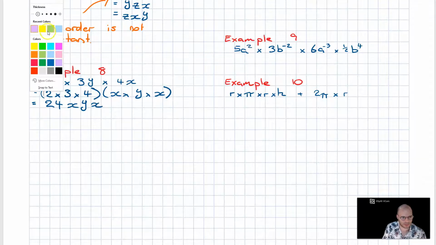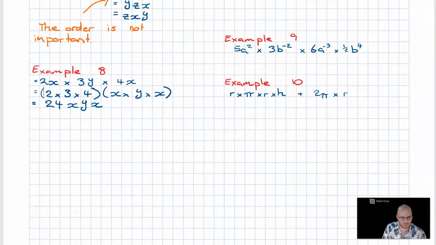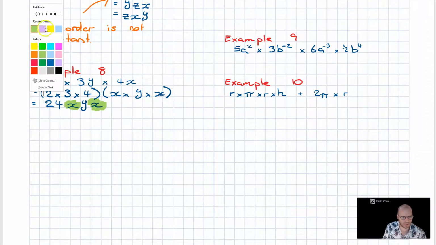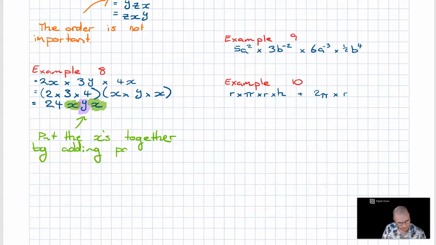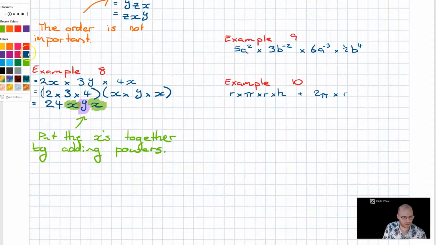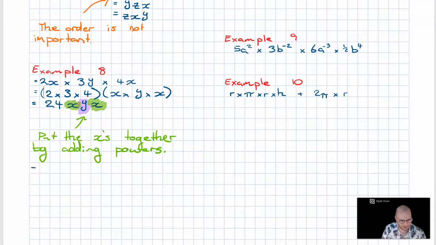Now here's where we can simplify things a bit better. We've got the variable x here and the variable x here, and we've got a variable y here. What we can do is put the two x's together. So we're going to bring them together by adding their powers. So it'll become 24x, then we've got this implied power of 1, like so. So implied power of 1.